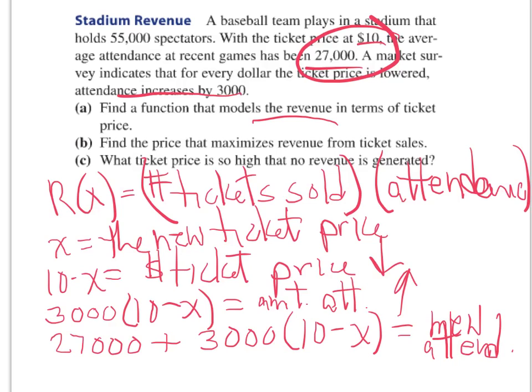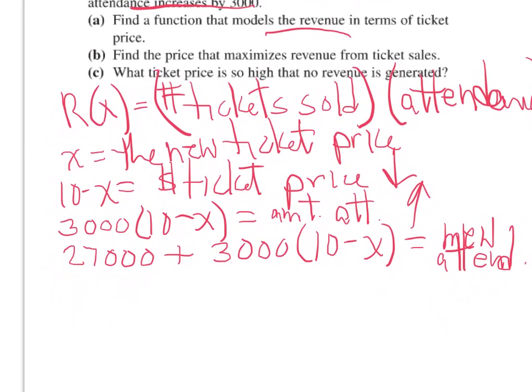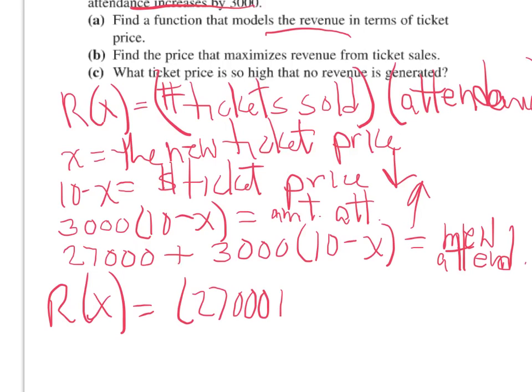So the revenue function is the attendance times the number of tickets that are sold. And so finally, what we get for our revenue function is the number of tickets sold, which is the same as the attendance. So that's 27,000 plus 3,000 times 10 minus X. Number of tickets sold times the ticket price. I think I have it wrong up here where I say revenue is number of tickets sold times attendance, because actually those are the same thing.